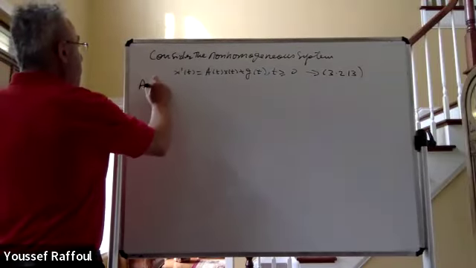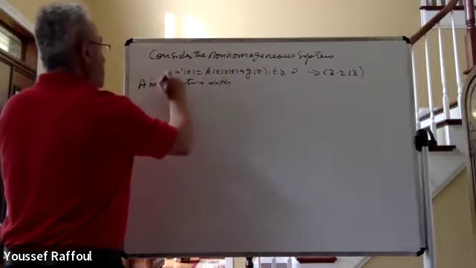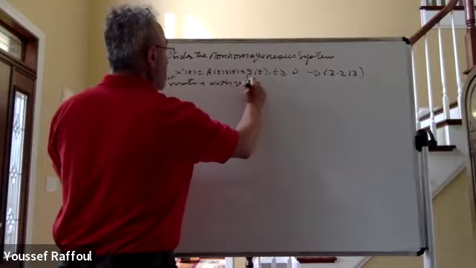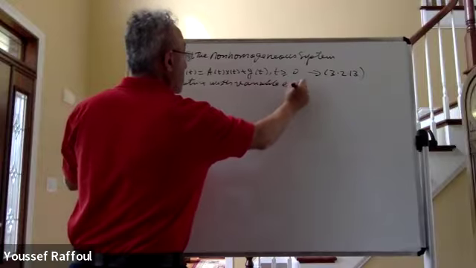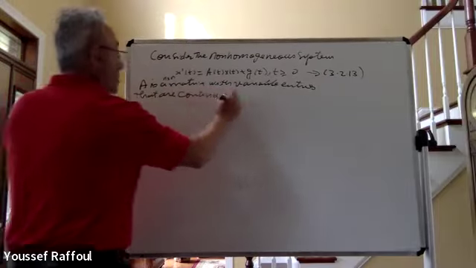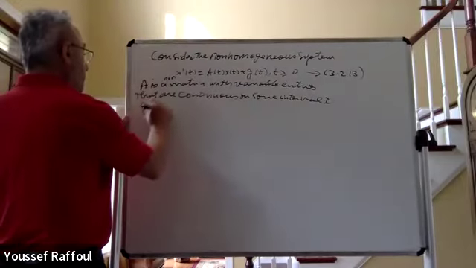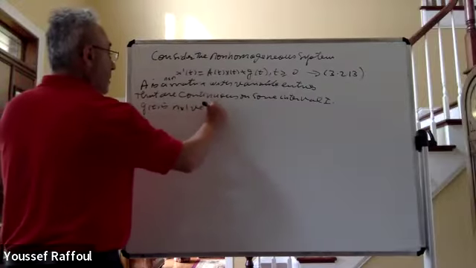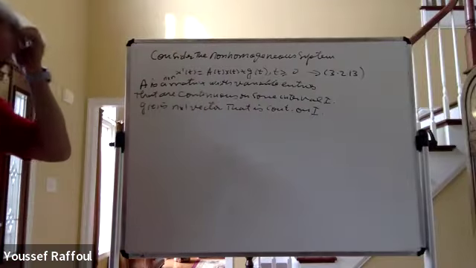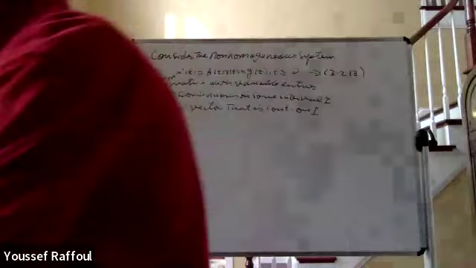So here A is an n by n matrix with constant, variable entries that are continuous on some interval R. And g of t is an n by 1 vector that is continuous on R. Okay? And so this is what we are looking at.